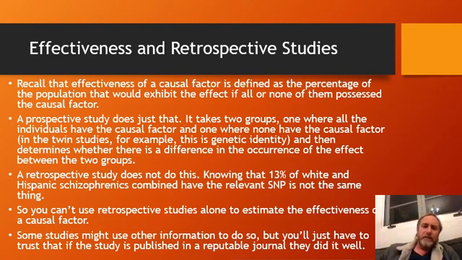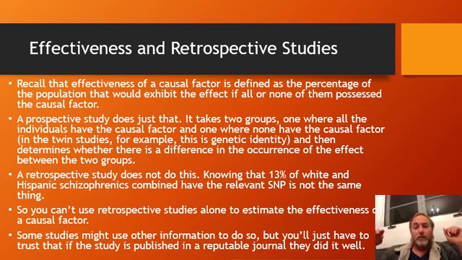So the effectiveness of a causal factor is something you can measure in retrospective studies? Well, recall the effectiveness of a causal factor, we defined it as the percentage of the population that would exhibit the effect if all or none of them possess the causal factor. Now, a prospective study does just that.